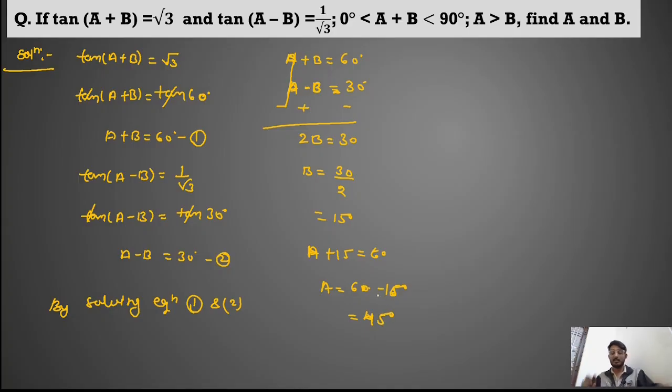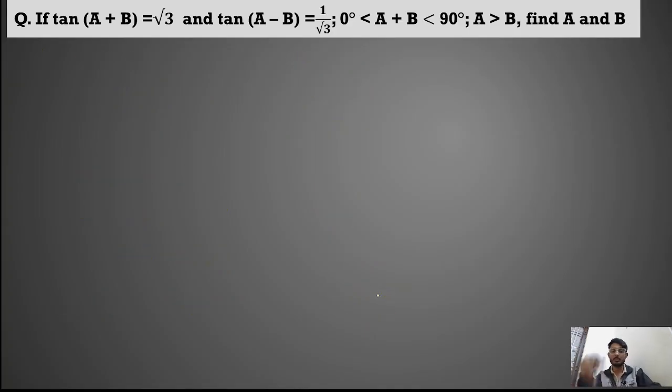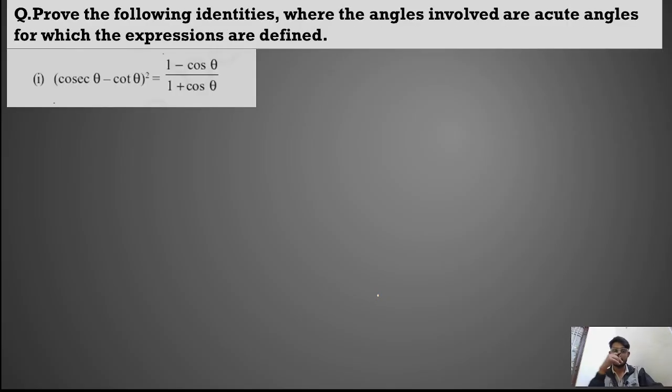Okay, let's move on to the next question. This is the same type of question, so let's move on to this question. You are given cosec theta minus cot theta whole square equal to 1 minus cos theta upon 1 plus cos theta. You can find the value of this equation by, we'll write as solution.